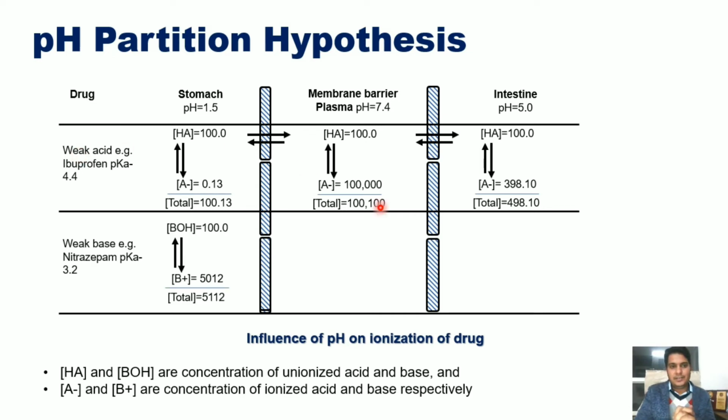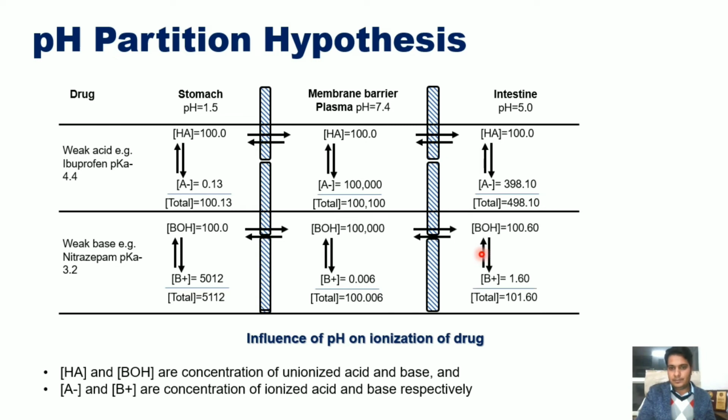So the second example I have taken is a weak base, that is nitrazepam, having pK value 3.2. So if we see here the concentration of this drug in the stomach, it is more in the ionic form and less in the unionic form. So its absorption into the plasma will be more from the stomach, you can see here, and it will be in the non-ionic form in the plasma. So it will be better absorbed from both the intestine as well as the stomach.